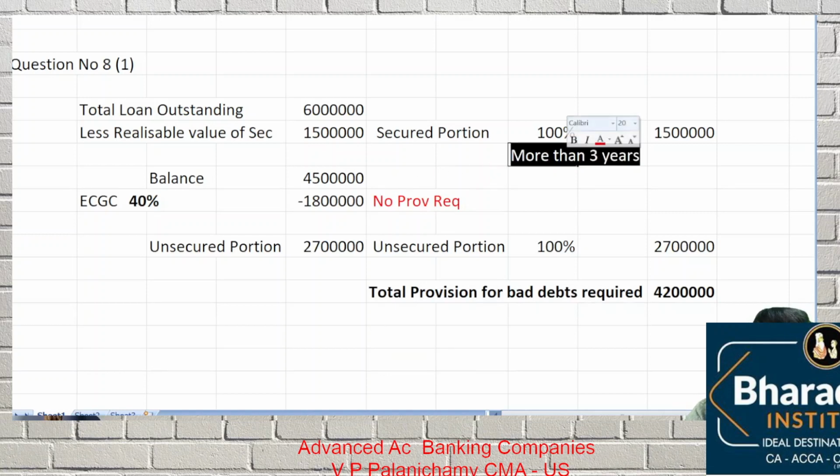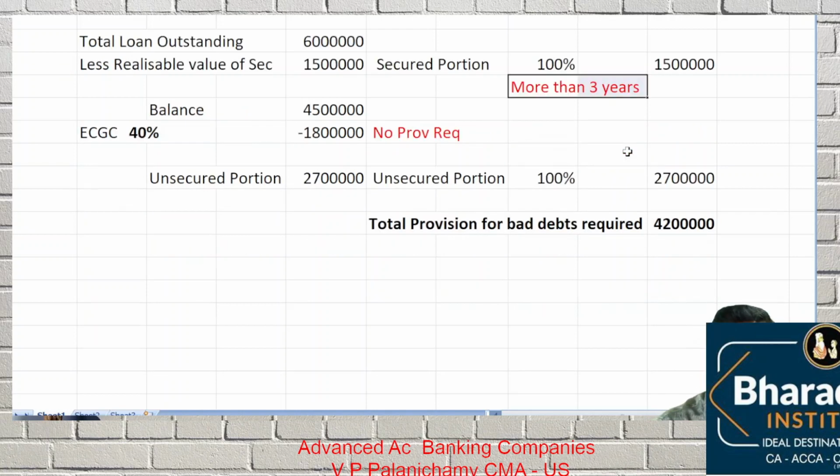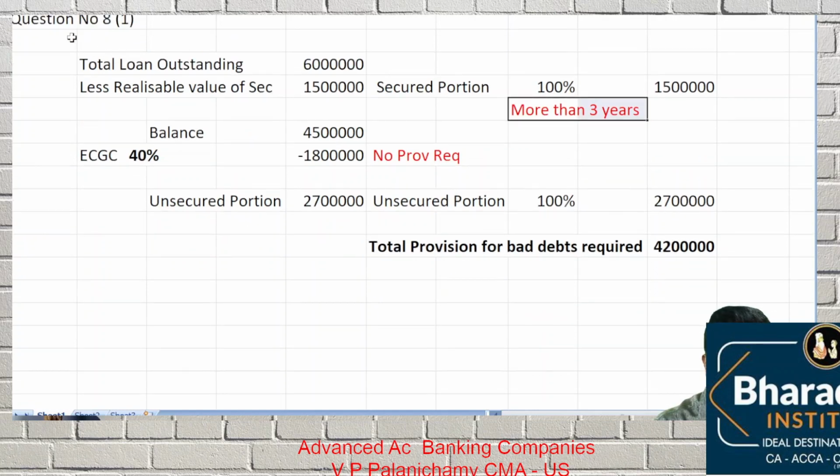Secured portion more than 3 years, so 100%. Unsecured portion 100% always. Suppose it would have been given as 2 years, what would you have done? 3 years, 2 years, you would have done 40%. Since it is more than 3 years, 100%. Please pause and copy. Then try the second subdivision, 8 subdivision 2. Try it on your own. You can do it in the material itself. It's a simple question only, you can do it.